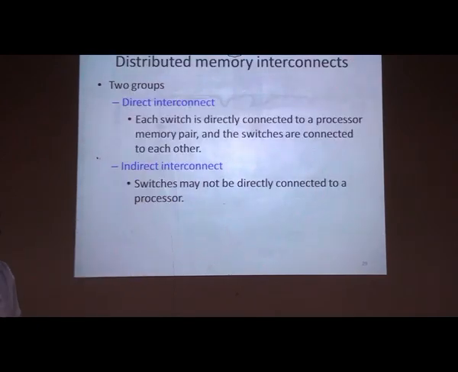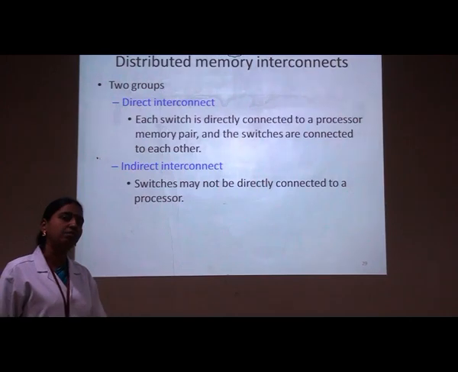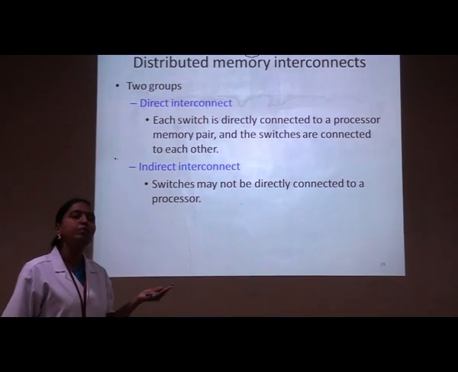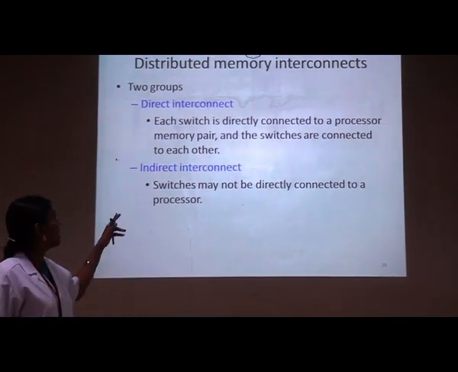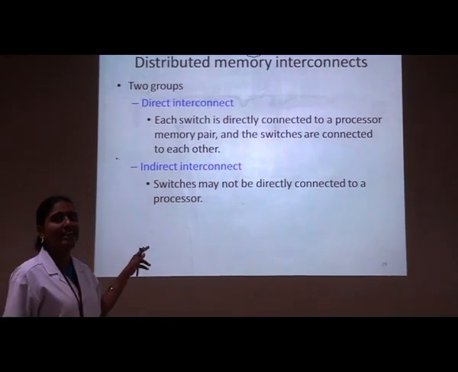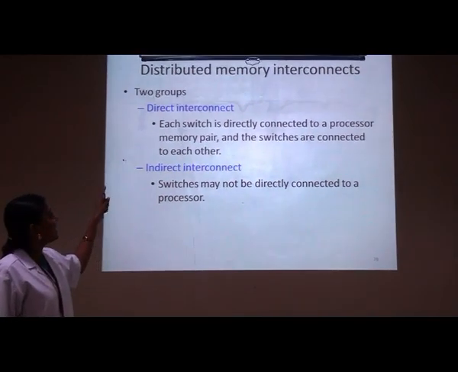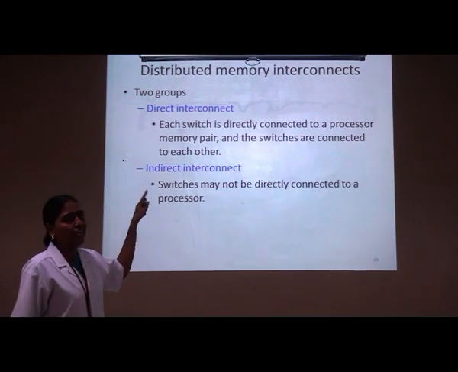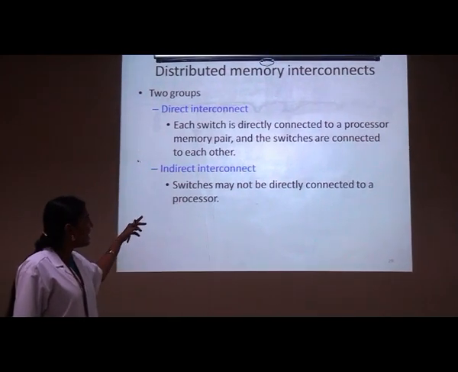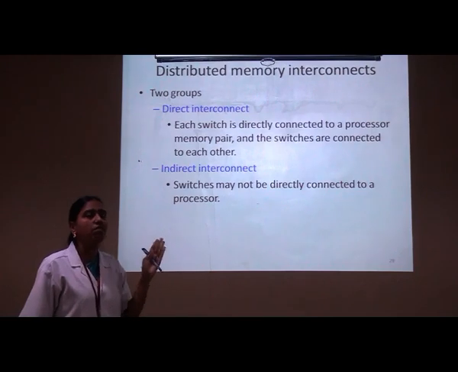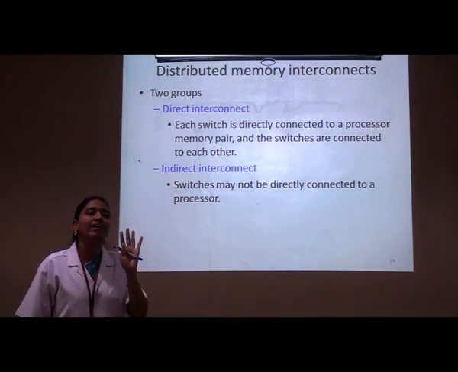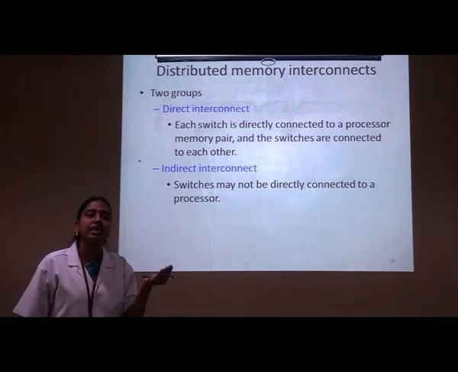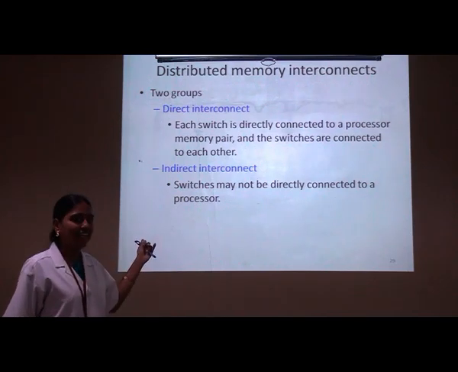The second one is distributed memory interconnect. So far we have discussed shared memory. In distributed memory interconnect, we have two categories: direct interconnect and indirect interconnect. In direct interconnect, each switch is directly connected to a processor. Whereas in indirect interconnect, it is not possible; that is, switches are not directly connected. We will have a processing network with incoming and outgoing links in an indirect interconnect network.